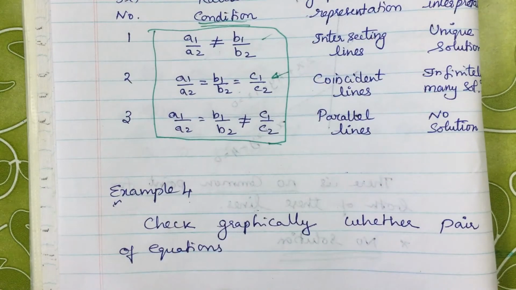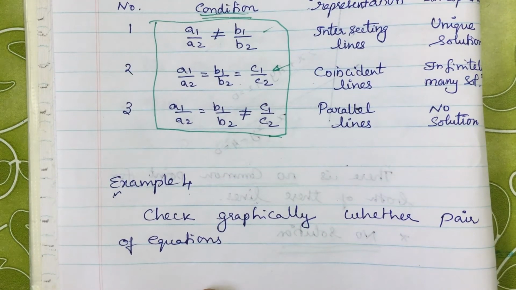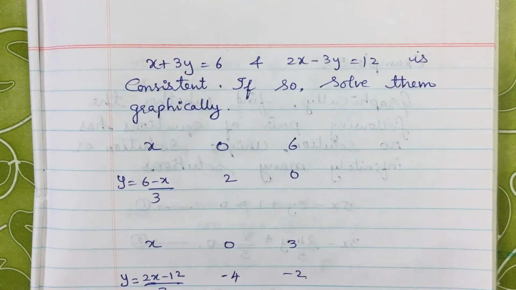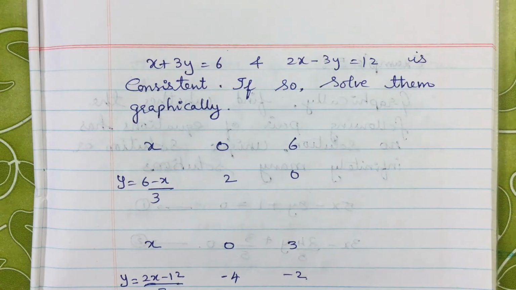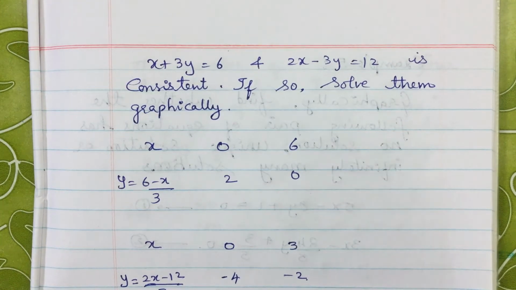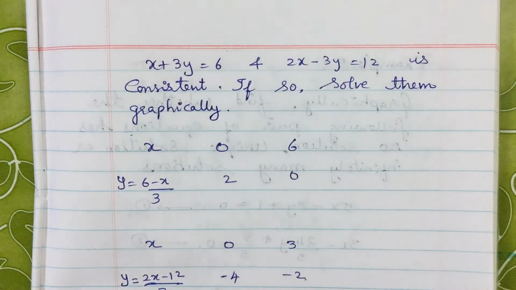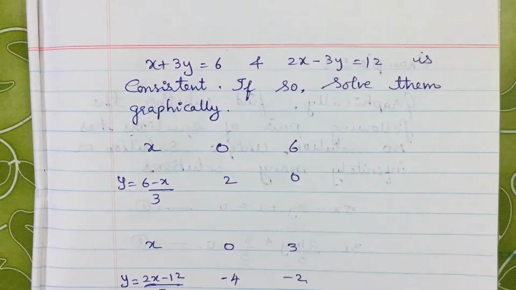Then coming to example 4: check graphically whether the pair of equations x plus 3y equal to 6 and 2x minus 3y equal to 12 is consistent. If so, solve them graphically. So you have to check whether they are consistent, and if so, solve them graphically, right? So first, before going to the graphical form, actually in the example in the book they have not mentioned this, so I am explaining it to you.